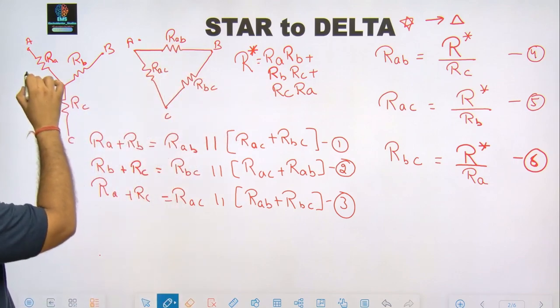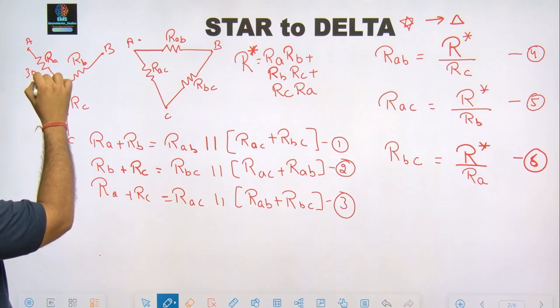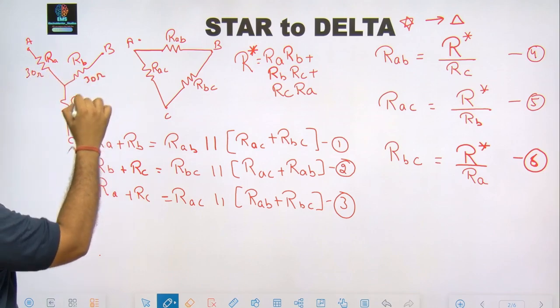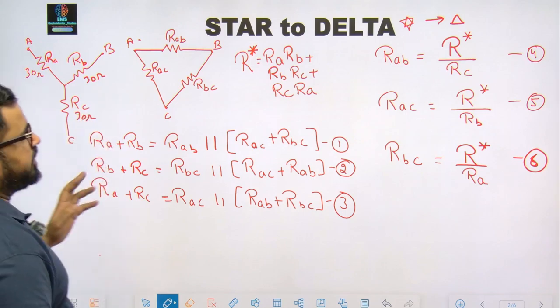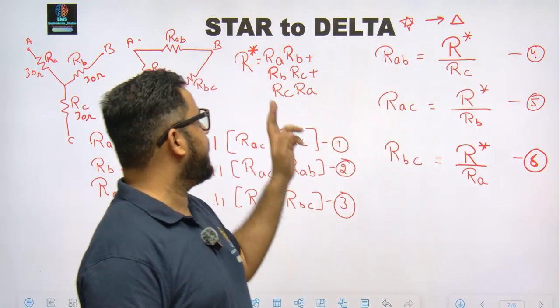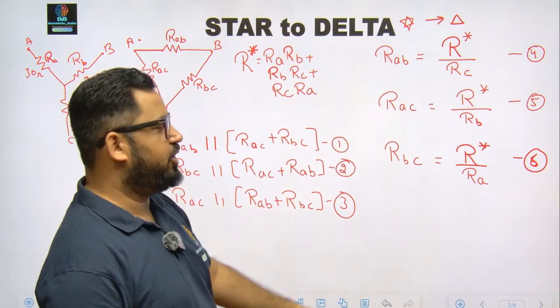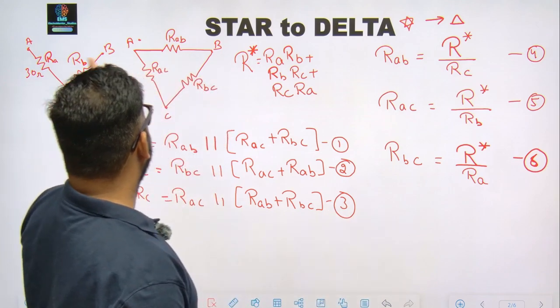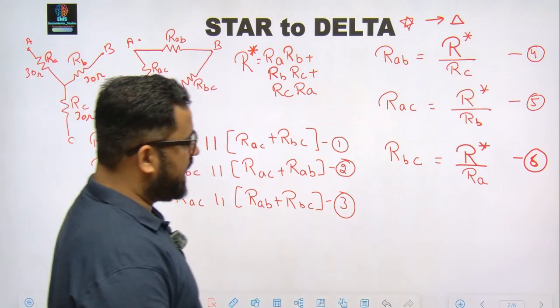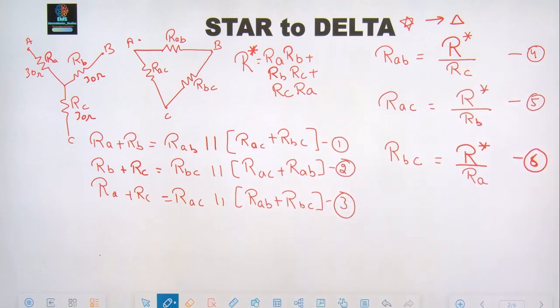In exam, you may be given a question where all these resistances are 30 ohms. Substitute the value of 30 ohms over here, get R star divided by 30 ohms. You'll get your answer. So this is star to delta conversion. Just look at it once. Take a screenshot and then we can move ahead.